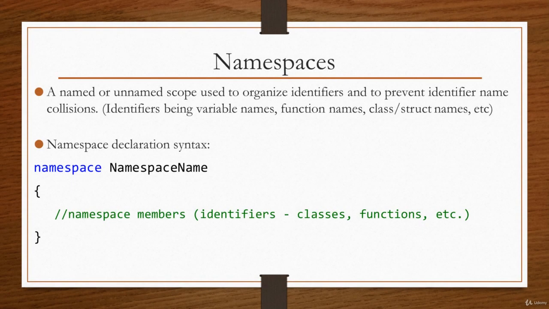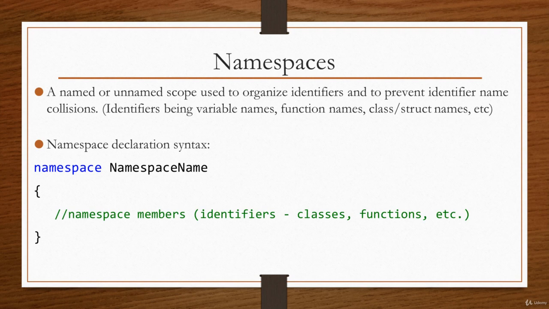Hey, so in this video I want to talk about namespaces again. Now I have introduced namespaces in Module 101, but I want to cover it in a bit more detail in this video. You can think of a namespace as a named or unnamed scope, which is used to organize identifiers, or in other words variable names, function names, class or struct names, and the names of enumerations, right? So it's a scope used to organize those identifiers and to prevent identifier name collisions.